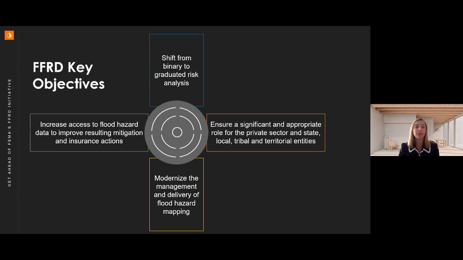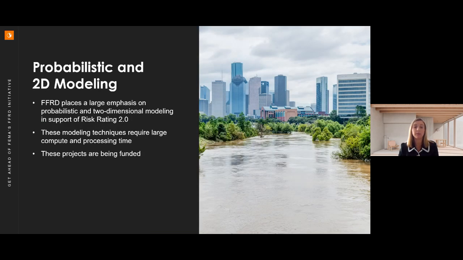The underlying engineering foundation, which supports both FFRD and Risk Rating 2.0, is probabilistic and two-dimensional analyses. This is a shift from the traditional one-dimensional or binary analyses. And funding these analyses, which advance FFRD and Risk Rating 2.0, is a main priority and objective of FEMA's Risk Map program. So you've probably seen a lot of 2D and 2D BLE modeling taking place.